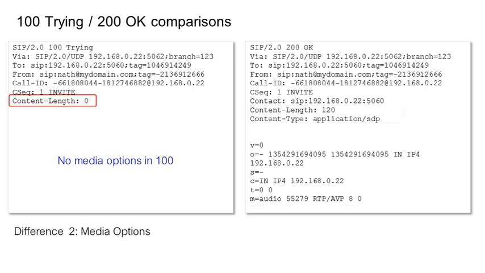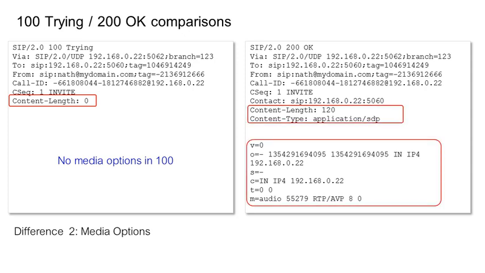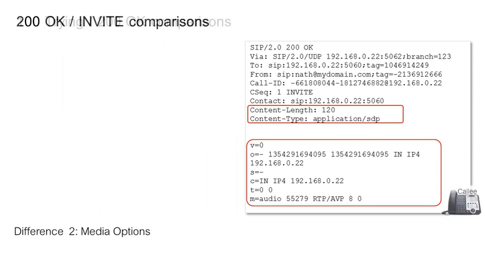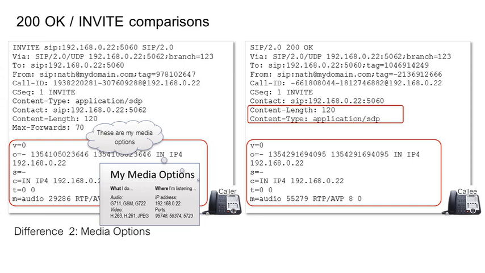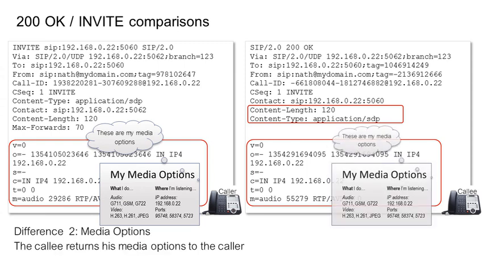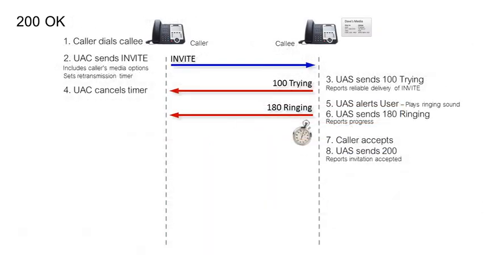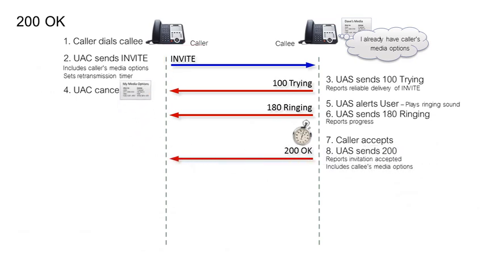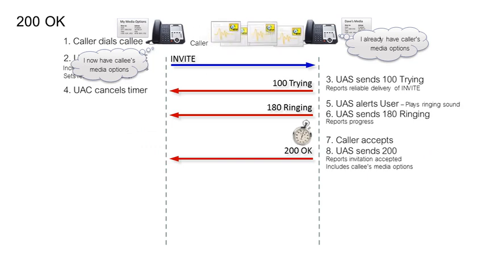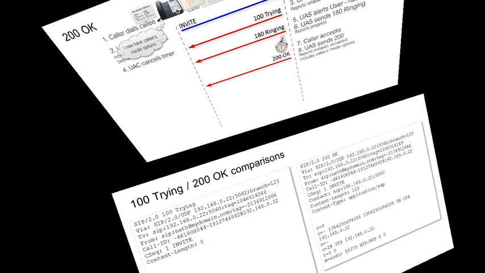The 200, however, does contain media options. Remember how the invite contained the media options of the caller? Now, accepting the invite, the callee returns his media options back to the caller. The callee received the caller's media options in the invite and now returns his media options back to the caller in his 200 OK. With both parties having the other's media options, they're ready to begin the media exchange.